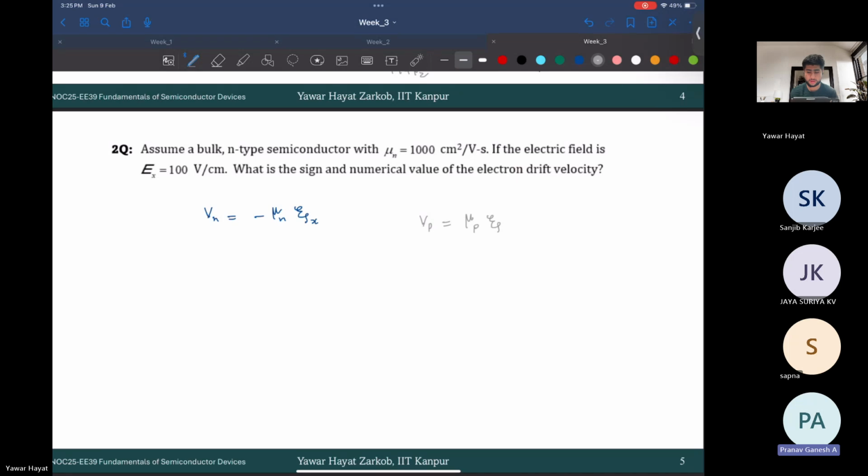Plus mu p into Ex. Yeah, mu p Ex, right? Because holes move in the direction of the electric field. So now we know this part, right? The sign will be negative, because both mu n and Ex are positive. Had Ex been negative, then Vn would have been positive, because the idea is your Vn and Ex won't have the same sign, because mu n would always be positive.